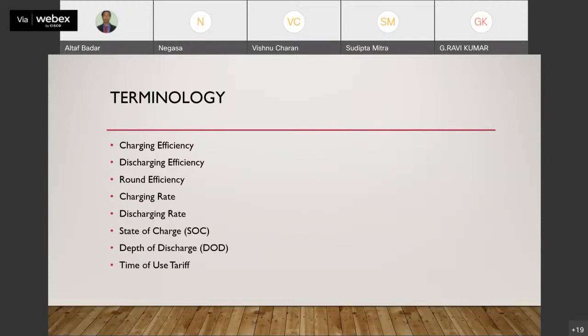Now, these are some of the basic definitions related to the battery, specifically that may be used in this particular paper. Depth of discharge will not be used, but it is another way of representing state of charge. So we have got charging efficiency. Can somebody just unmute and tell me what we mean by charging efficiency? Anybody?